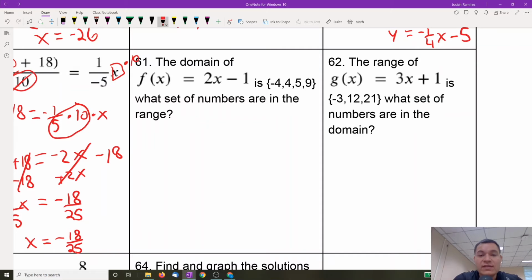The domain is this. What is the range? That might be a repeat, but you should still do it twice anyway. It's an important question, and it's definitely going to be on the test. So you'll plug in, if this is the domain, then these are all x's. So we're going to put these for x one at a time. So it's negative 8 minus 1.